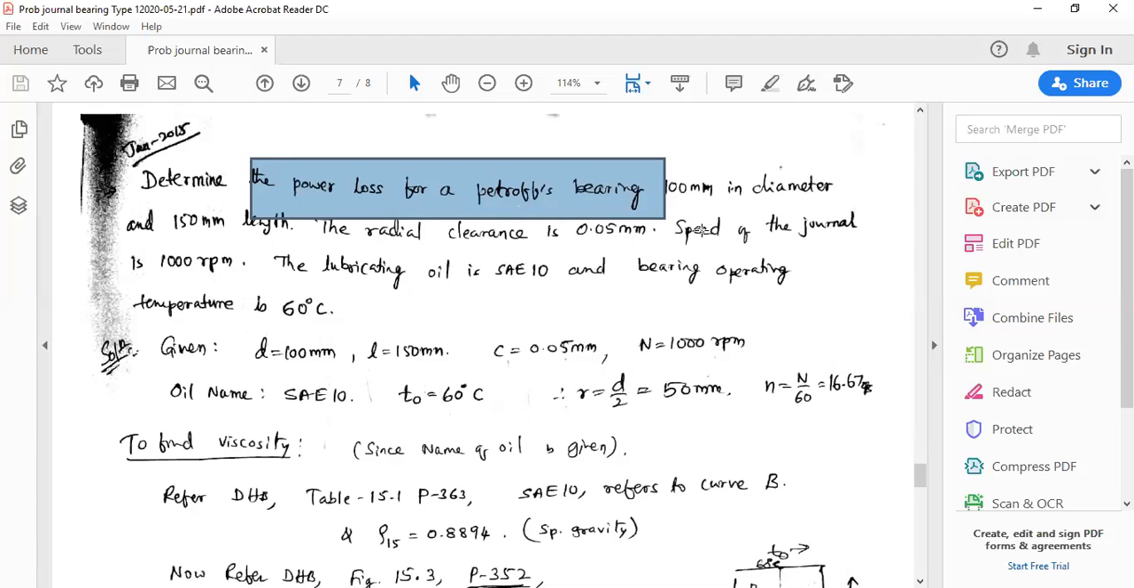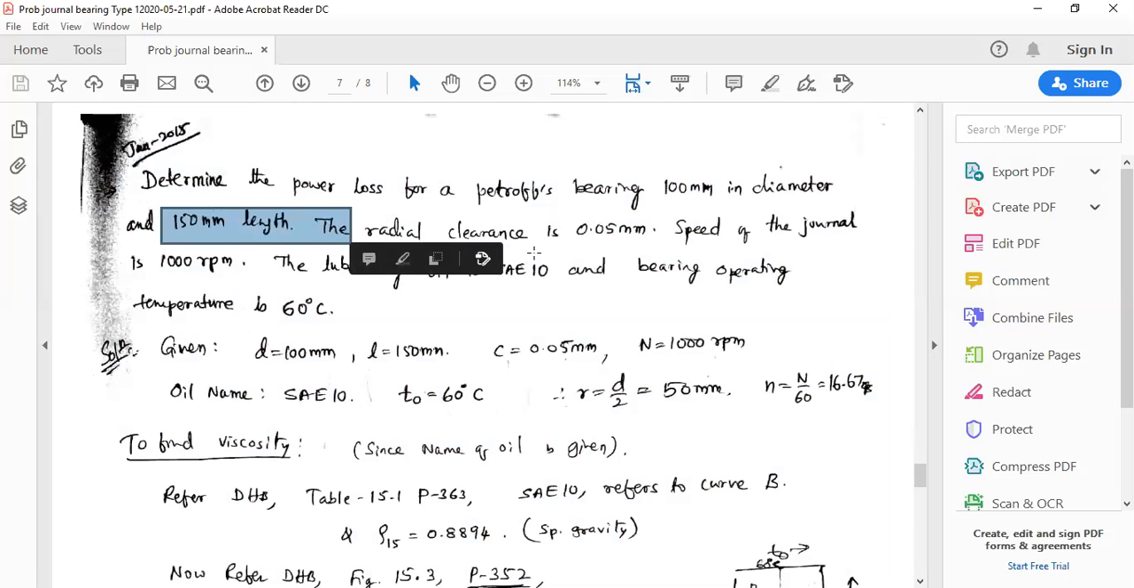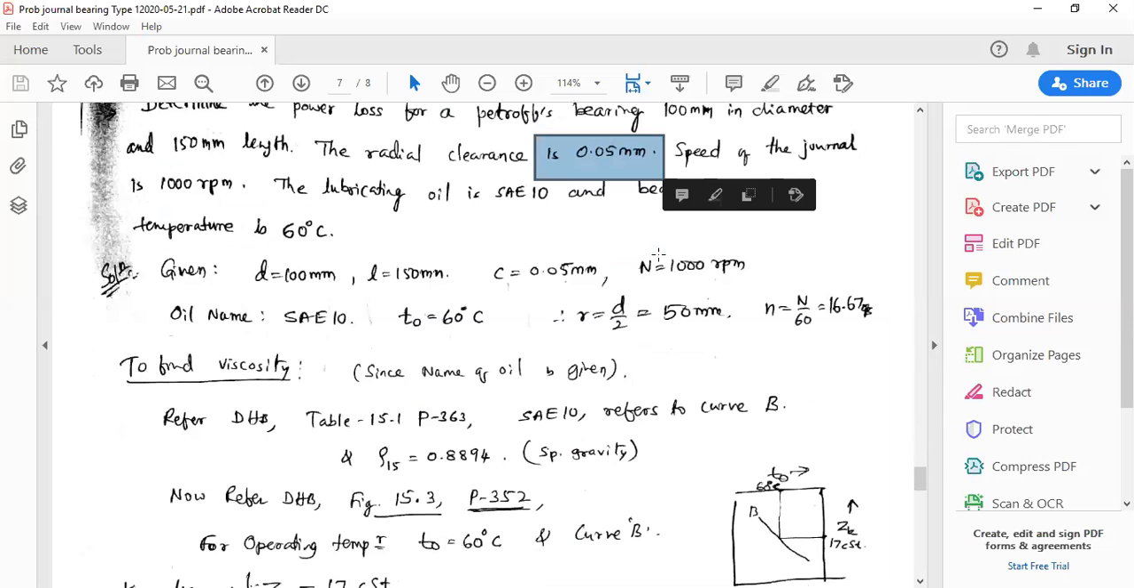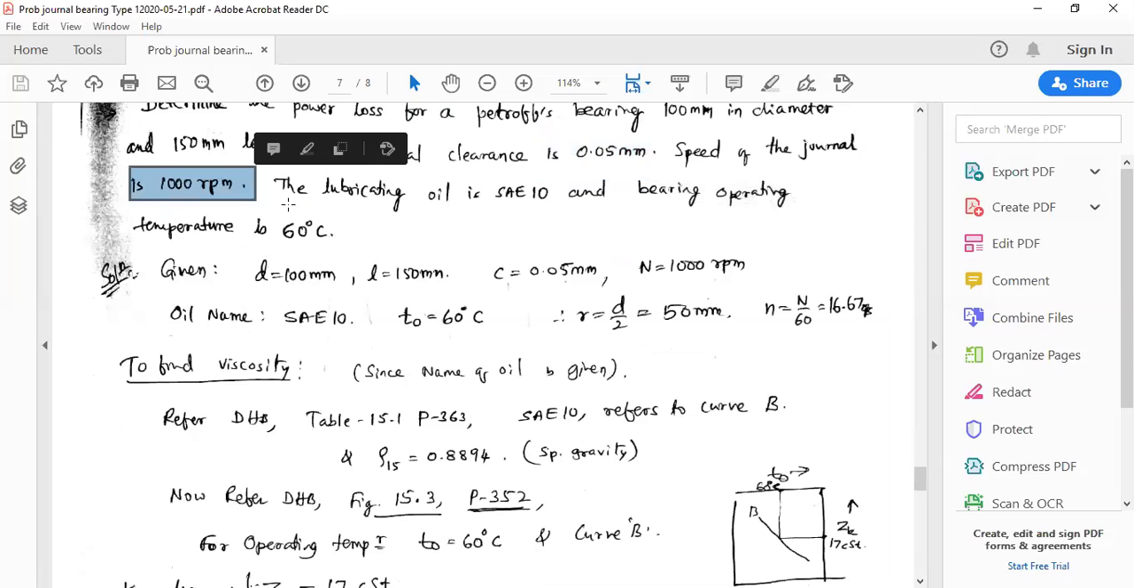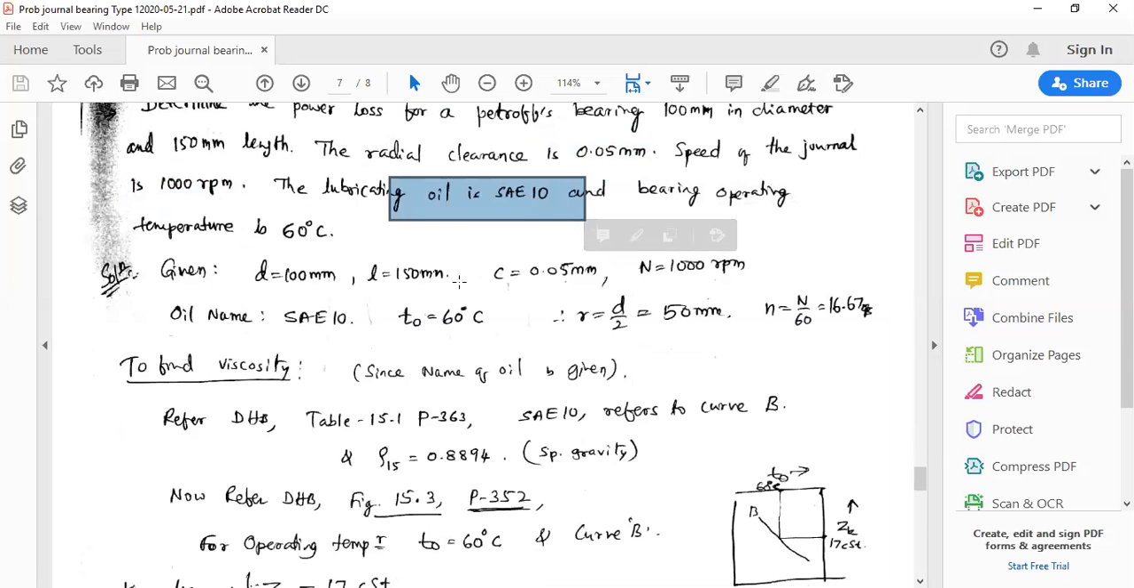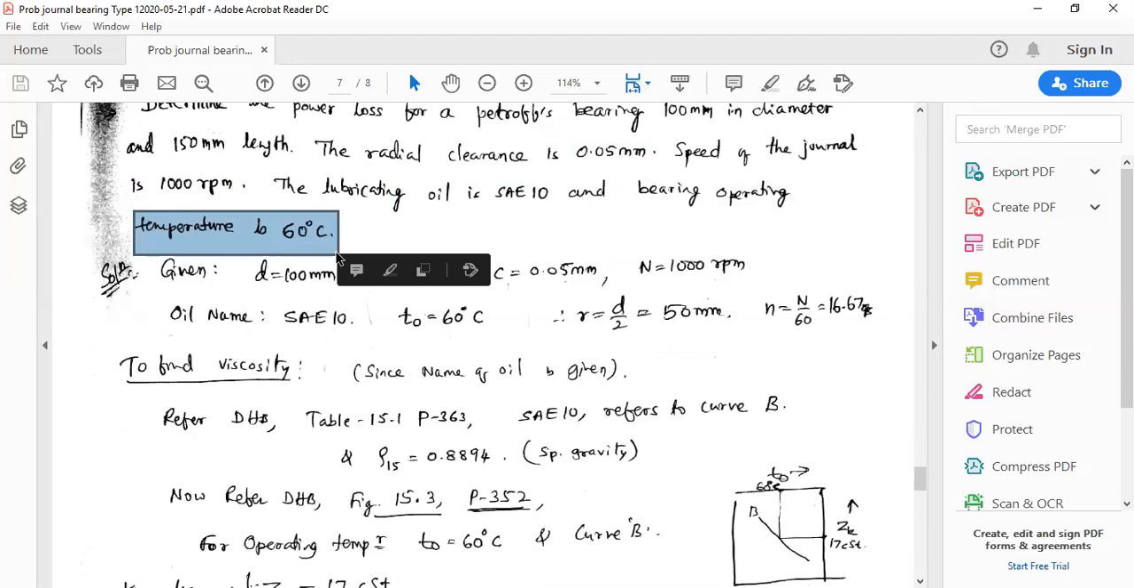Petrov's bearing is nothing but a lightly loaded bearing having a diameter of 100 mm and a length of 150 mm. So length is more than diameter here, so it is a long bearing. And radial clearance of 0.05 mm. Speed of the journal is 1000 rpm, and the lubricating oil is given here, the name of the oil, that is SAE 10, and bearing operating temperature is 60 degrees centigrade.